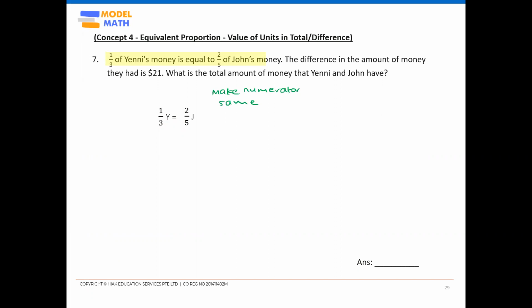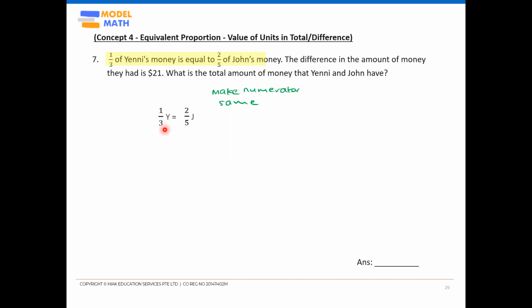Now, I will explain to you why we make numerator the same. So firstly, if I were to make denominator the same, then you're telling me that the total of Yenni's money, because denominator represents the total, is the same as John's total money. Which in this case is not true because we have a difference between them. So don't make denominators the same because of that reason.